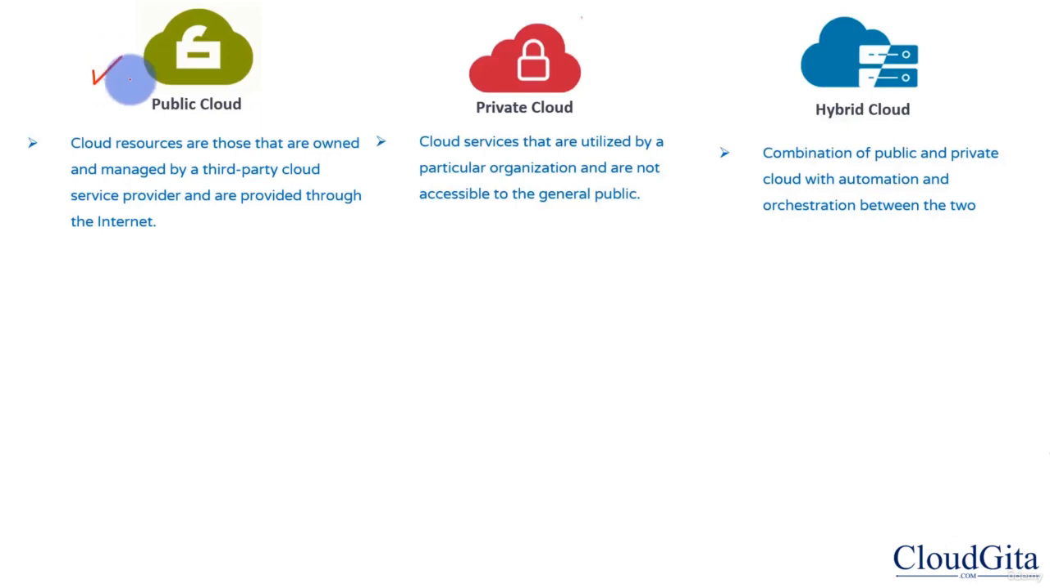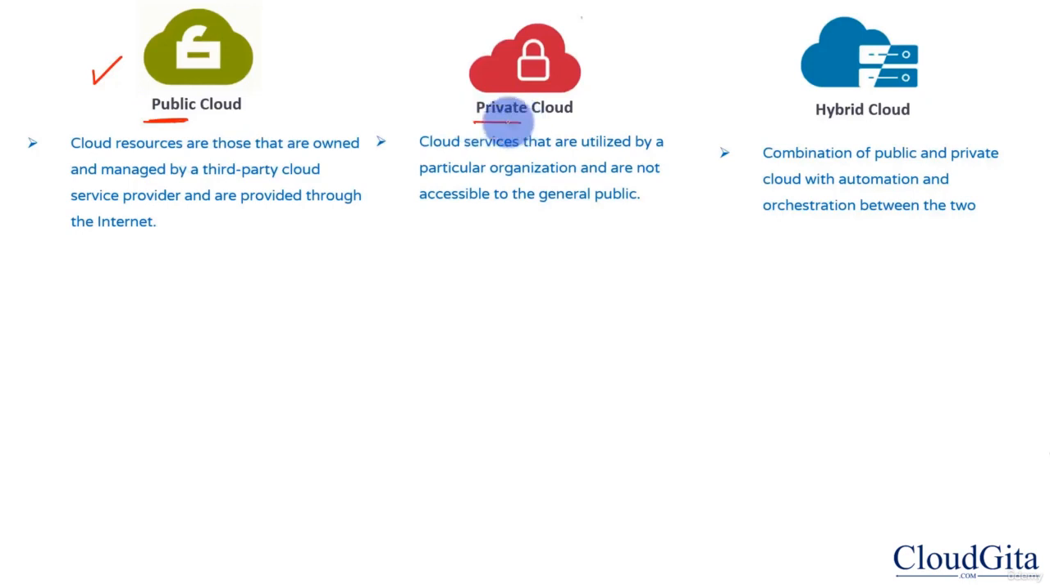So the first one is the public cloud, where the resources are owned and managed by the third party cloud provider. That means AWS or Azure or GCP, Google Cloud Platform. So these are cloud providers where anyone can use these resources. So this is publicly available.